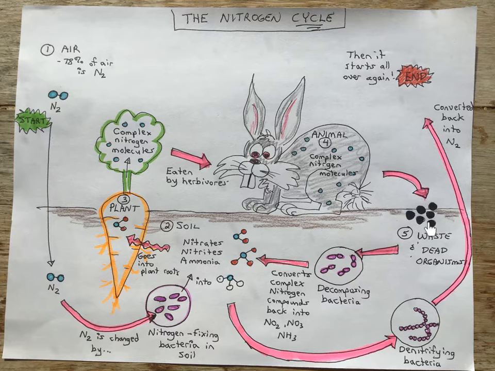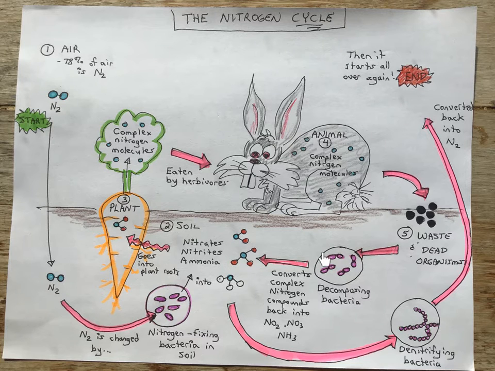If the animal defecates, or the animal dies, or the plant dies, that nitrogen is kind of locked up in their tissue. So we need another kind of bacteria, decomposing bacteria, that turns it back into that simpler kind, the nitrates, nitrites, and ammonia. It can be used again by another plant.